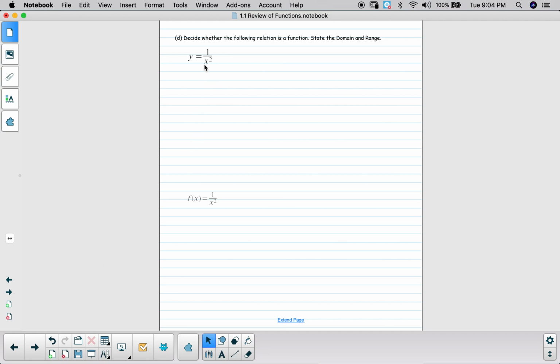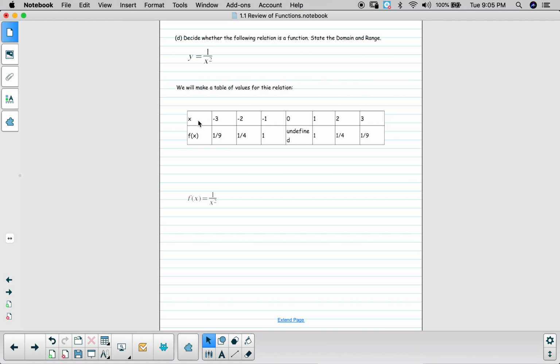Another example: decide whether the following relation is a function. State the domain and range. The function is y equals 1 over x squared. We try to make a table of values for this function because it doesn't model a parent function that we know of. So we can just use a table of values where we go from, say, negative 3 to positive 3 and find the y values that correspond to those values of x, and we see that this is what we get.